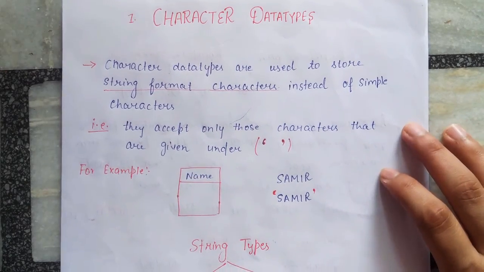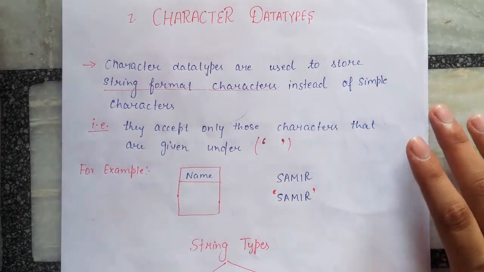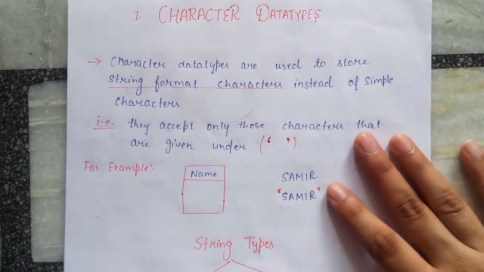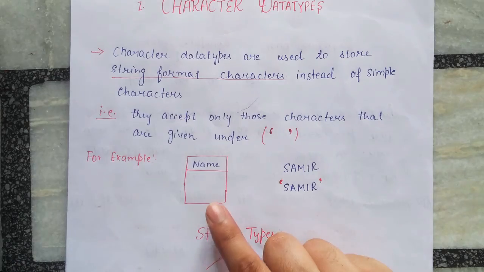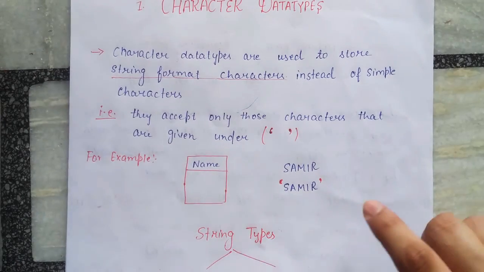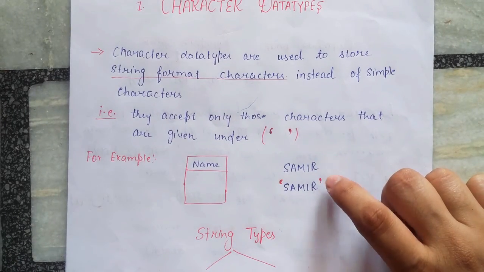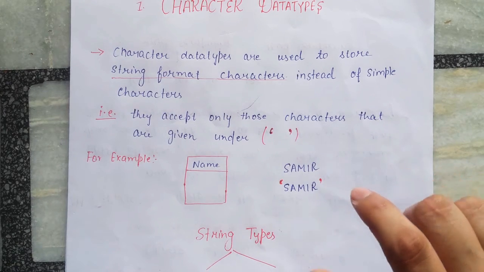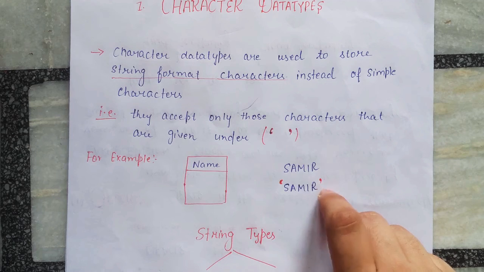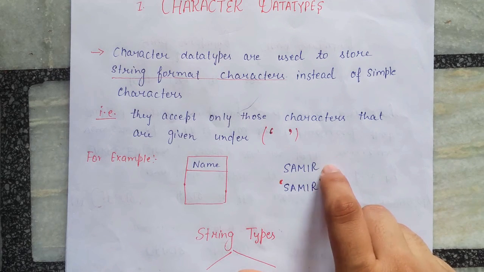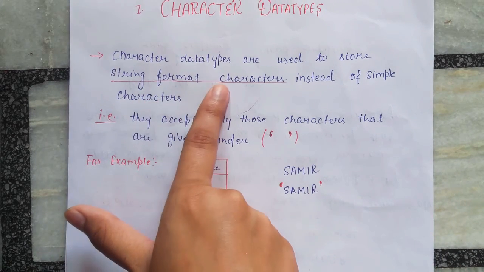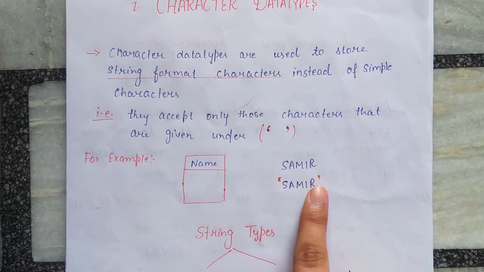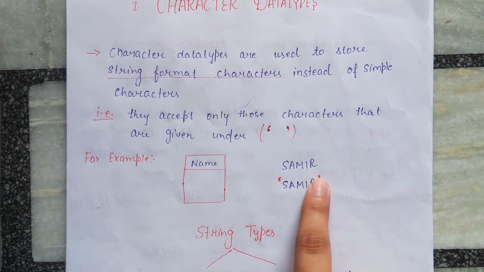What does this mean? It accepts only those characters that are given under single quotation marks. For example, this is a column, a name column. It will consist of only character values. This is also Samir, it's also a name, it's also characters, but these characters are not given under single quotation marks, so it will not be considered a string format character. Only characters given under single quotation marks will be considered string format characters.